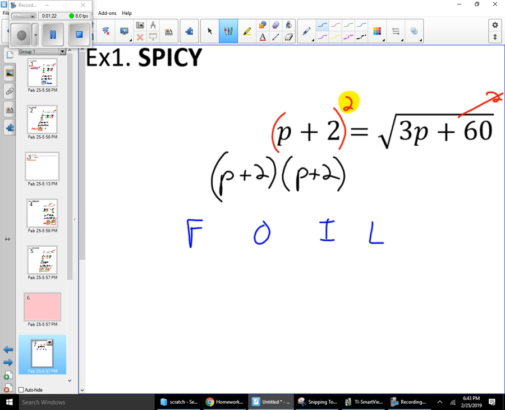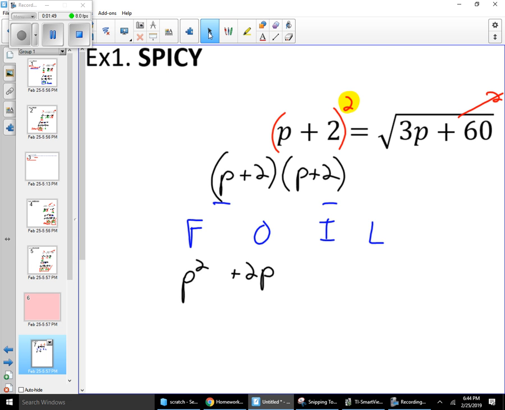So FOIL, again, is an acronym. It's just here to help us organize our work. The F stands for first. So P is the first term in the left binomial. P is also the first term in the right binomial. So multiplying a P times a P gives me a P squared. The outside terms are P and 2. P times 2 is going to be 2P.